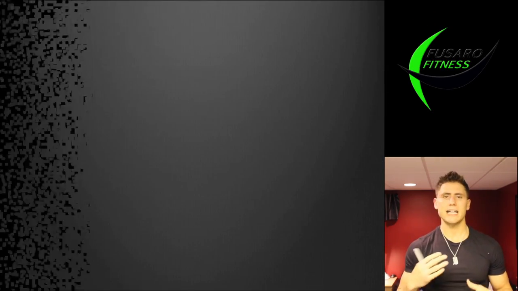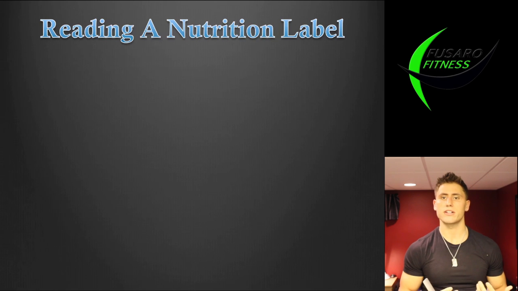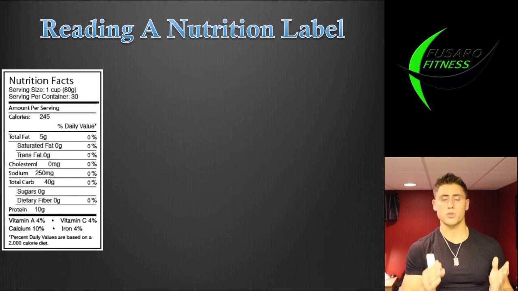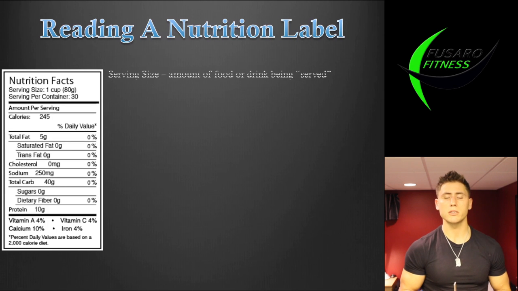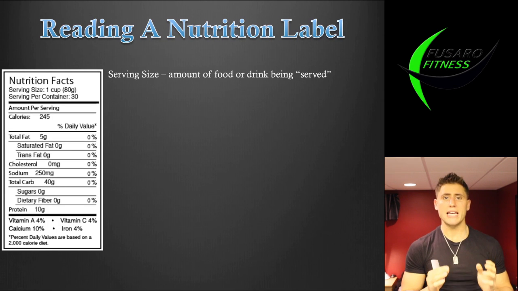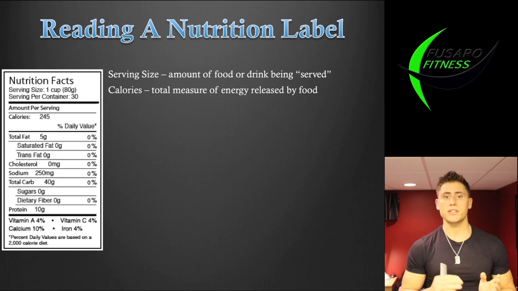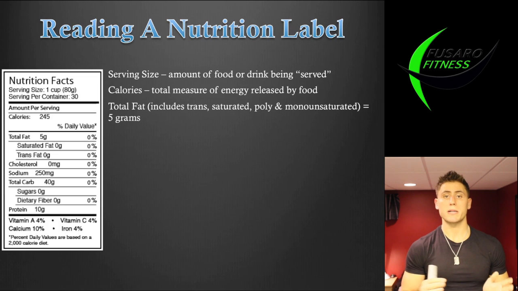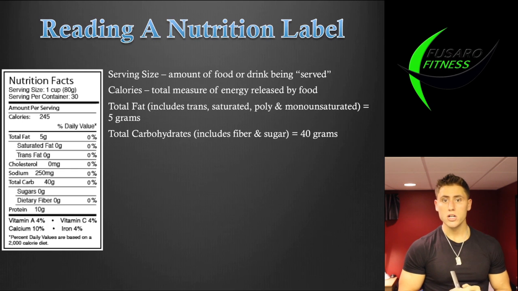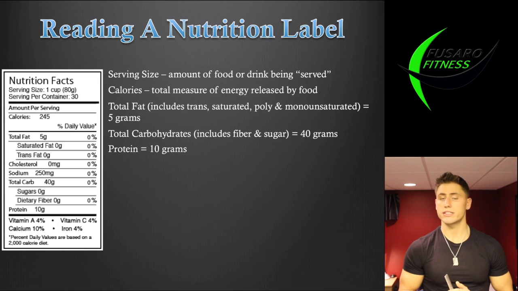So let's talk about how to read a nutrition label, because that's where we usually look when we're trying to figure out our macros for the day. We need a source, so we have a nutrition label, and the serving size is what we're going to be consuming. You have your calories, which is the total amount of energy released by that food, and to get that total number you're going to take the fats, which as you can see is 5 grams, the total carbohydrates including fiber and sugar, which is 40 grams, and the protein, which here is 10 grams.